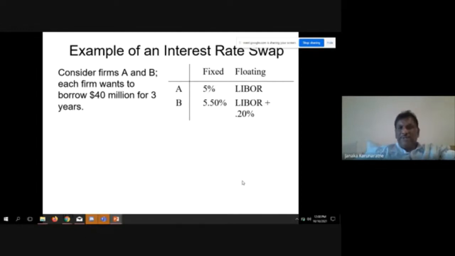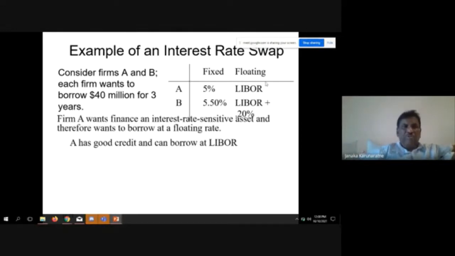Now take an example. Two companies have a scenario like this. Firm A, if they want to borrow in the fixed rate market, can borrow at 5%. If they want to borrow in the floating rate market, they can borrow at LIBOR. Firm B, if they want to borrow in the fixed rate market, needs to pay 5.5%. In the LIBOR market, they need to pay LIBOR plus 0.2.